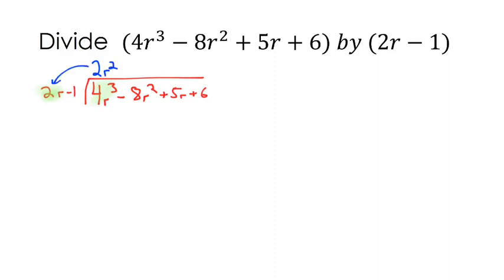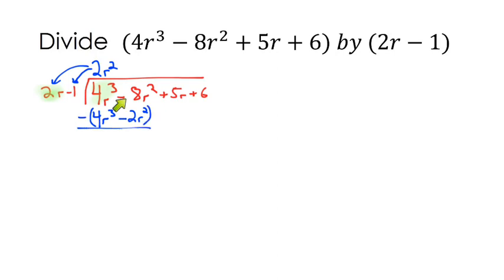And now I'm going to multiply that back through. So 2r squared times 2r is 4r cubed, but where this changes our process is I'm also going to multiply it back through times this second term right here. 2r squared times negative 1 is going to be negative 2r squared. And now when I subtract straight down, I'm going to subtract this entire value.